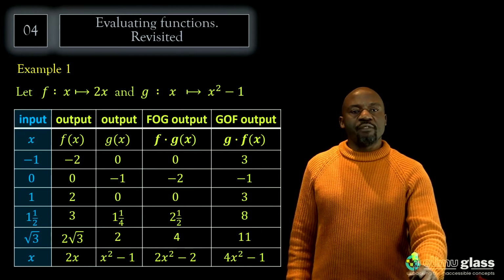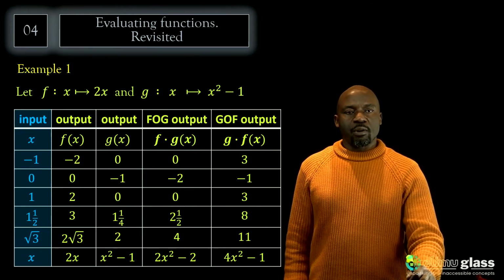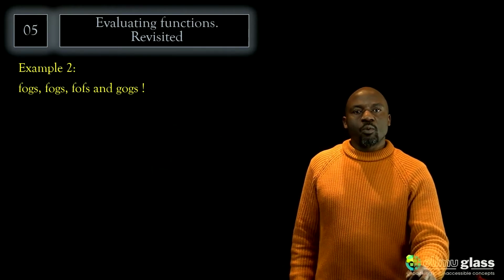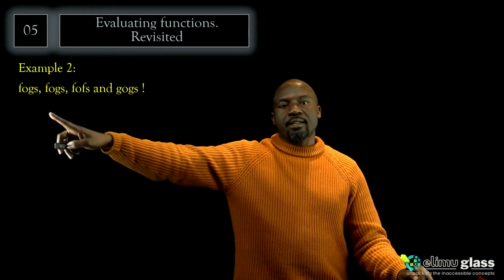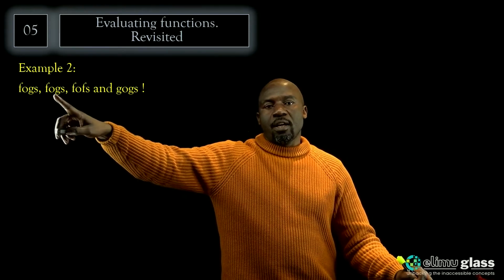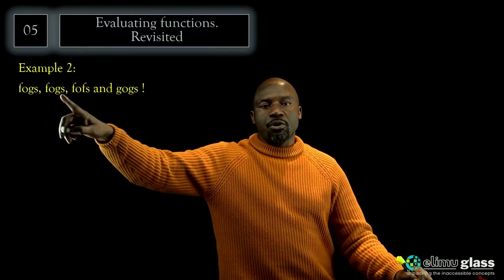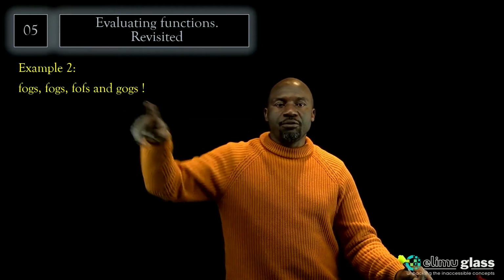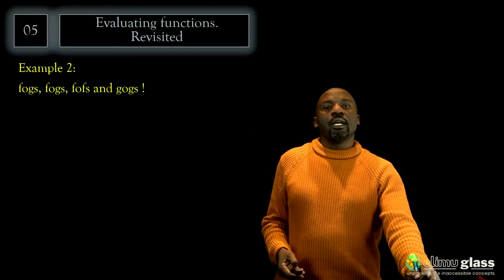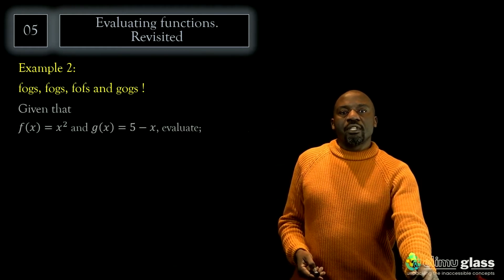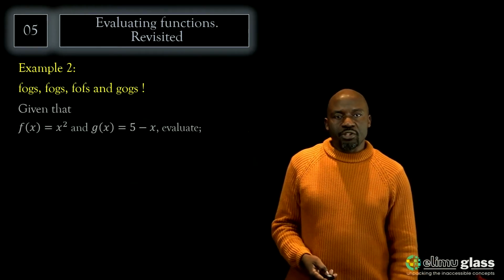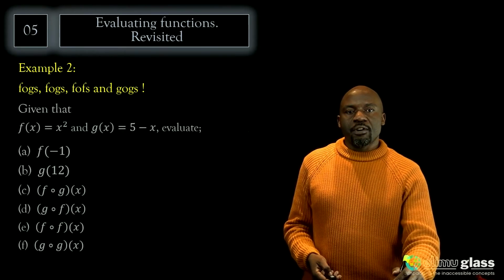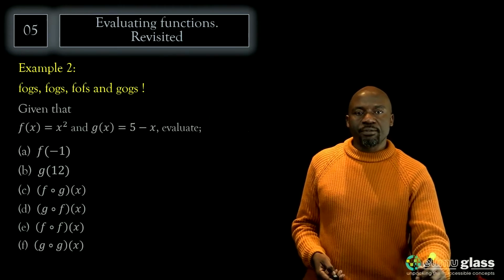So we have just been evaluating what we refer to as composite functions. Now we're going to try and do this properly. Here's an example where we look for f of g, g of f, f of f, and g of g. So we can look for all those. Let's look at examples. Given that a function f of x is x squared and g of x is 5 minus x, evaluate f of -1, g of 12, and so on.